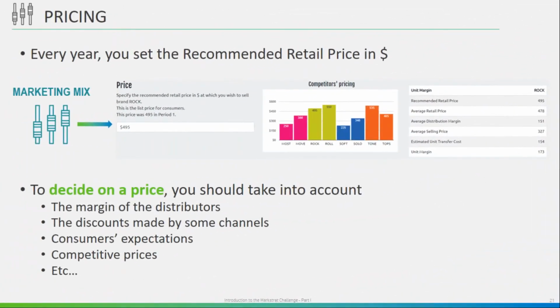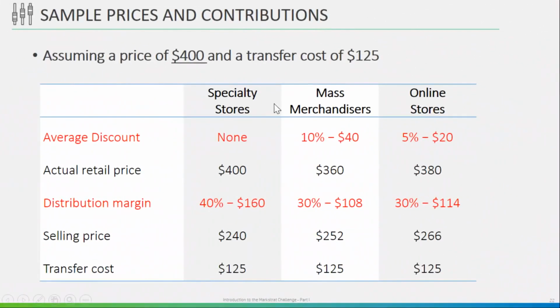Pricing. You also need to get an idea of what your customer is willing to pay and charge that. You obviously need to consider what the distributors are going to take from you, discounts that some retailers take, and other things. But at the end of the day, you need to really focus on what consumers are willing to pay. Okay.